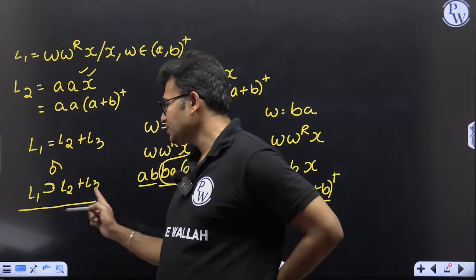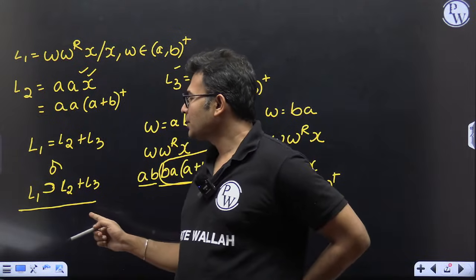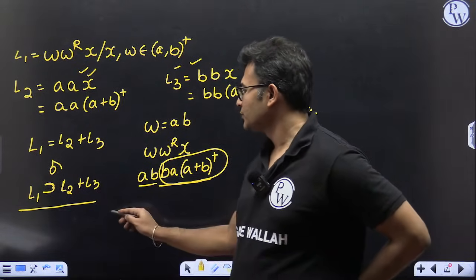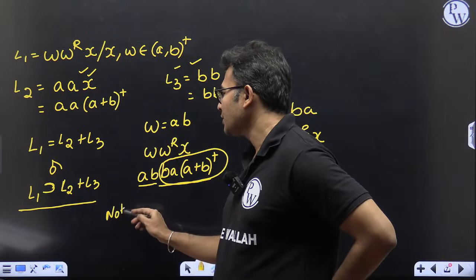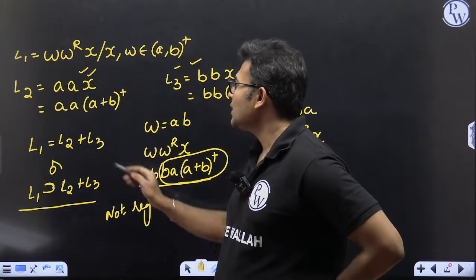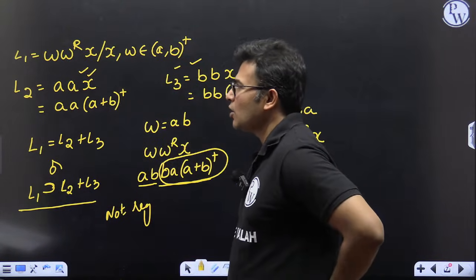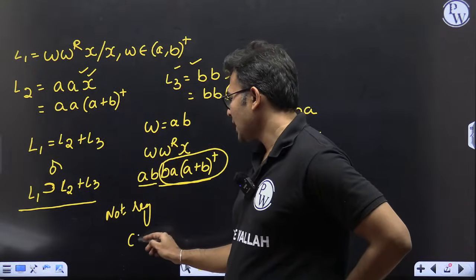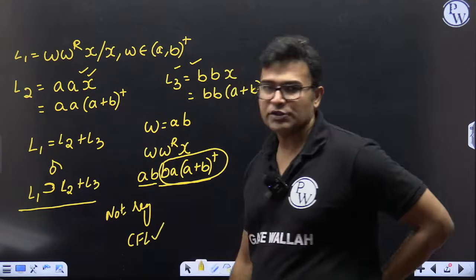So what can we say? We can say that the language is not regular, and we know that any language of the form W X W^R, all these are context-free languages. So the language is a context-free language, okay?